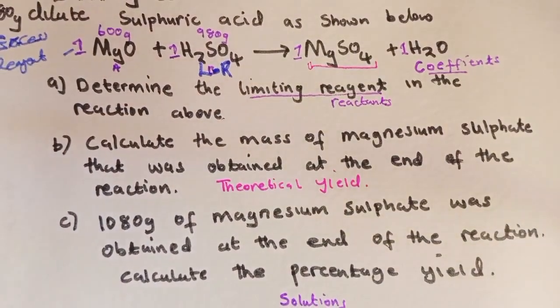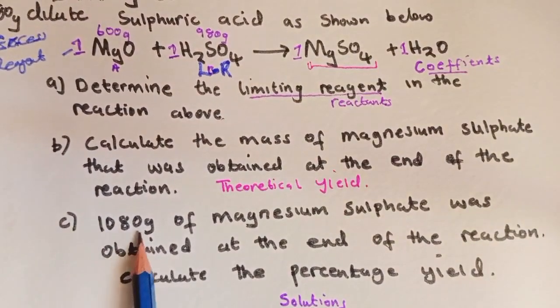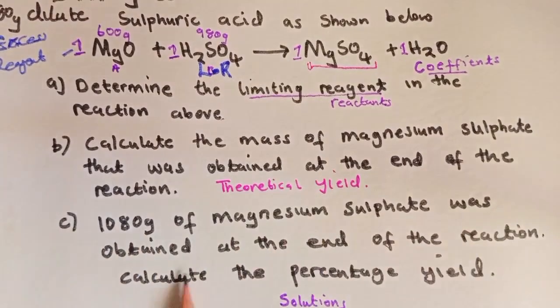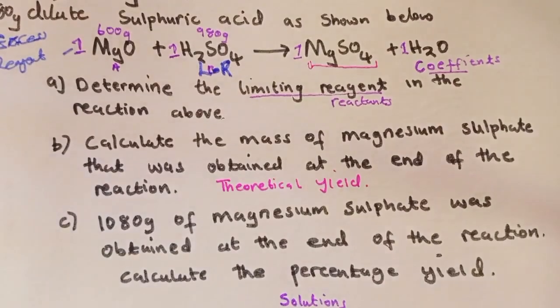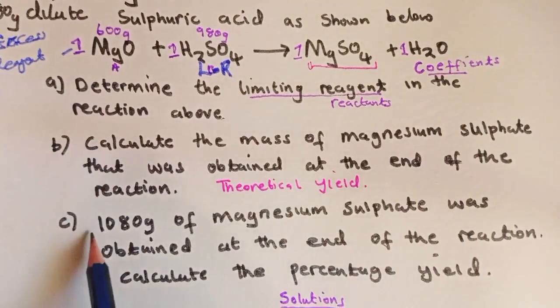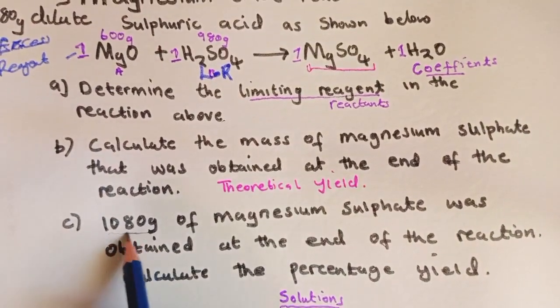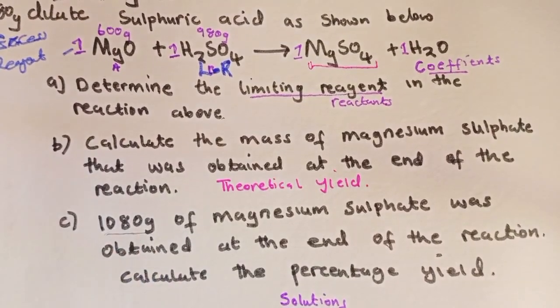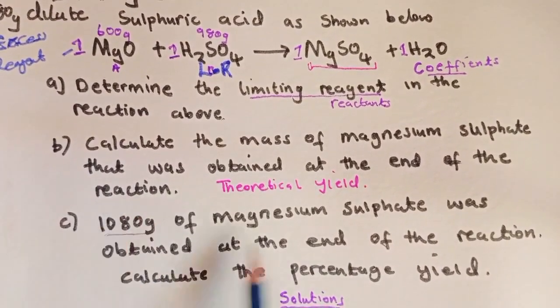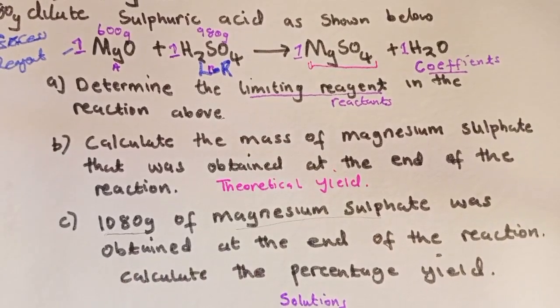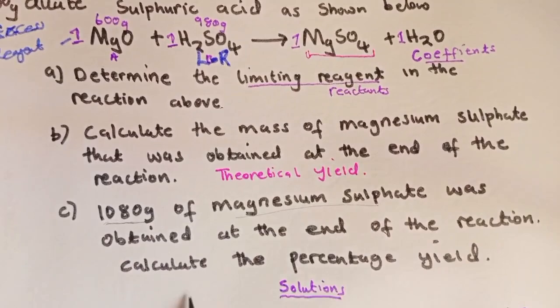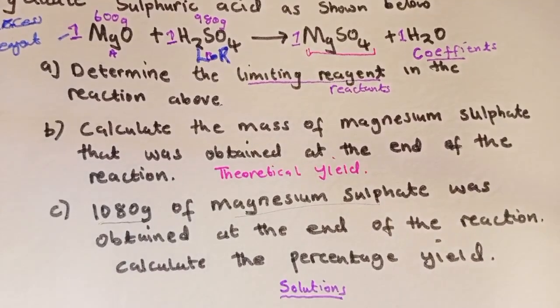So the other question says 1,080 grams of magnesium sulfate was obtained. Now this is after the experiment is done and you weigh how much. So after weighing, it was found that the actual mass is not 1,200, but the actual mass obtained of magnesium sulfate is actually 1,080. So the question now will say, calculate the percentage yield.